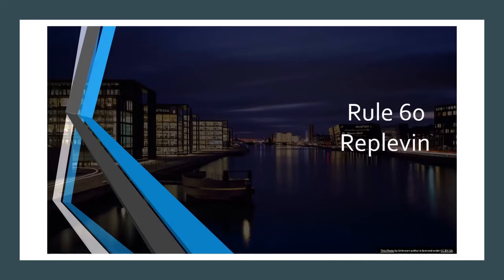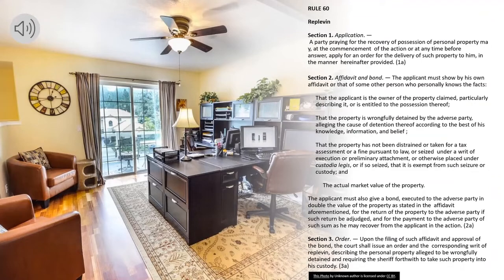Rule 60. Replevin. Section 1. Application. A party praying for the recovery of possession of personal property may, at the commencement of the action or at any time before answer, apply for an order for the delivery of such property to him, in the manner hereinafter provided.